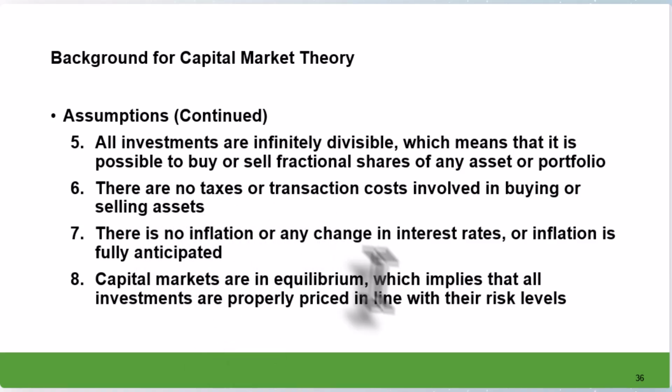It says there's no taxes or transaction costs. We know that's not true. It says there's no inflation rate or no changes in interest rates. We know that that is not what we see in real life. And then finally, capital markets are in equilibrium. What that means is that all investments are properly priced in line with their risk levels. Again, markets go in and out of equilibrium frequently.